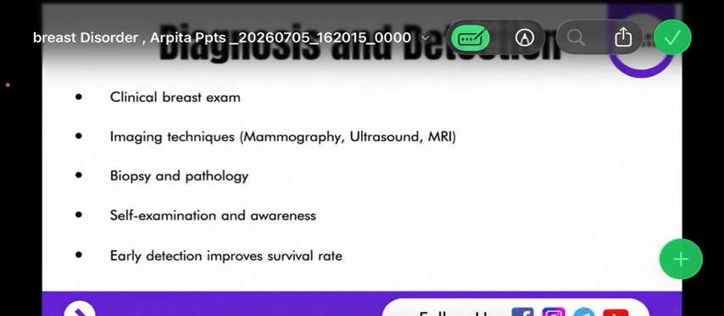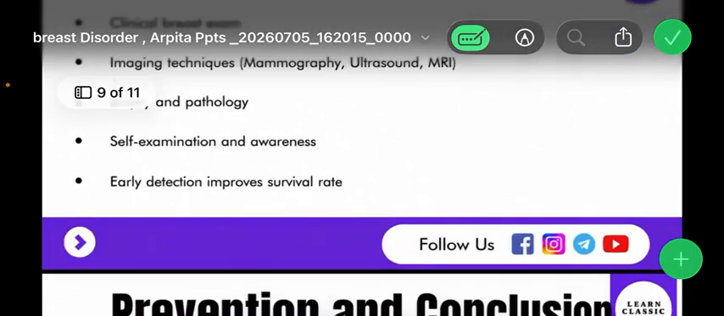Then imaging techniques like mammography, ultrasound and MRI. Through this we can see the breast lumps or other signs and symptoms. Then biopsy and pathology, and self-examination: we can give health education to the patient on how to do the breast examination and ask them to do self-examination, or you can do it yourself, and spread awareness among patients. Early detection improves survival rate.